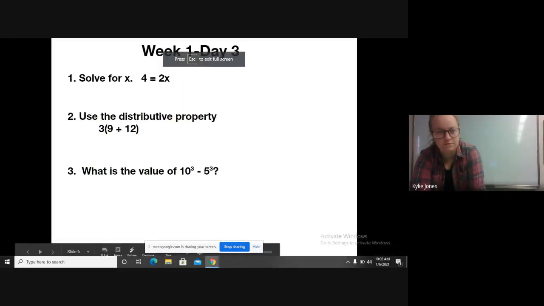So our first one, you're going to solve for x. So what would x equal if you did the upside down t and you solved that equation? Number 2, you're going to use the distributive property, which is like the rainbow, so solving that down to one answer. And then number 3 is some order of operations. Okay, so go for it. You working on that, please?